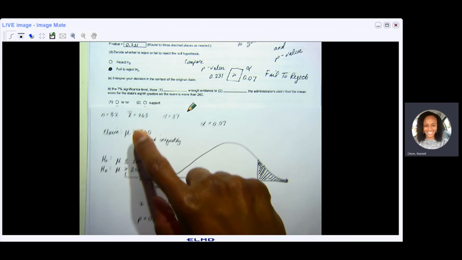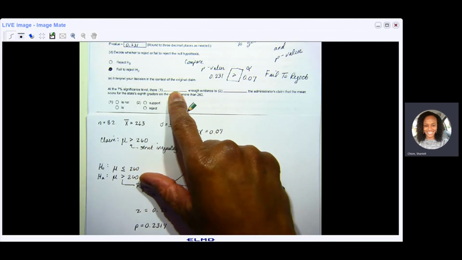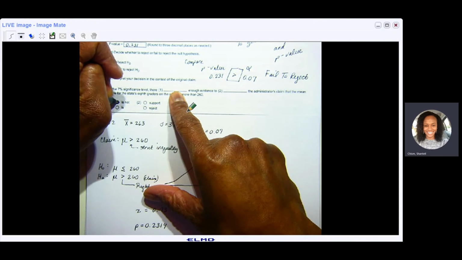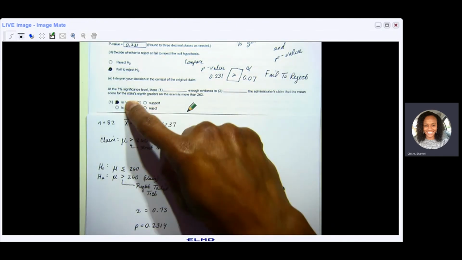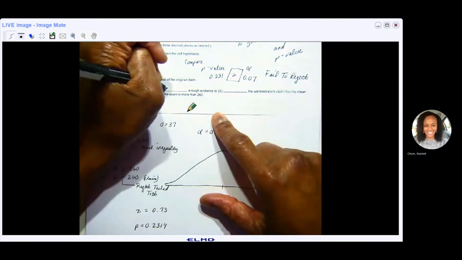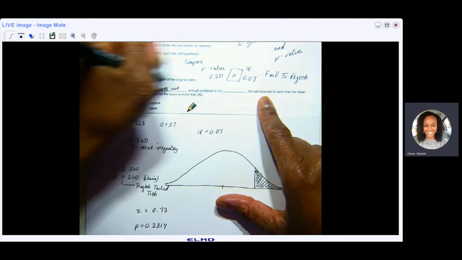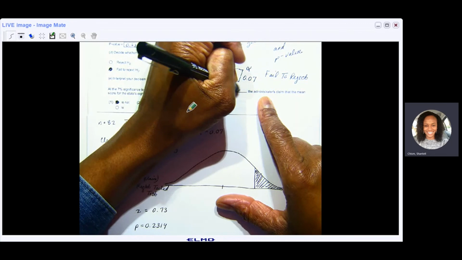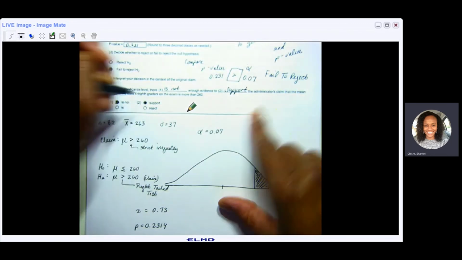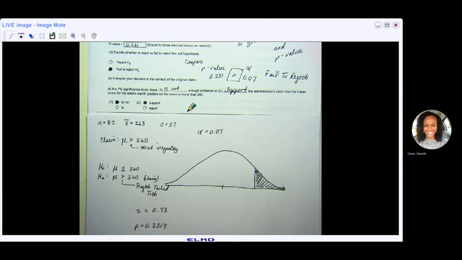So we say at the 7% significance level, there is not, because we failed to reject. Anytime you fail to reject, you say there is not enough evidence to support. There wasn't enough evidence to support the claim because the claim was HA. Okay?